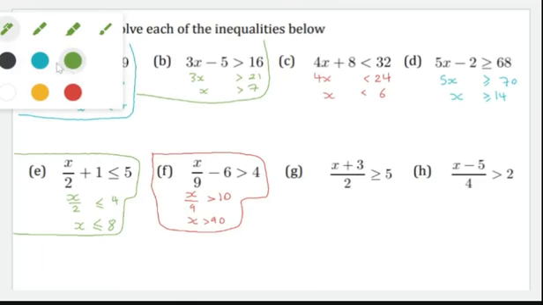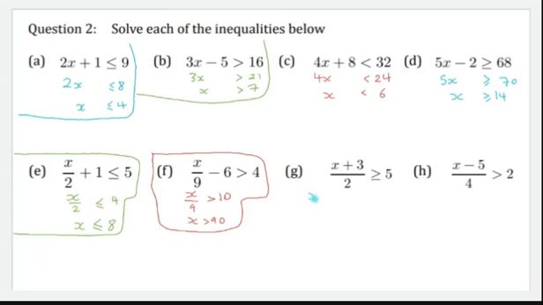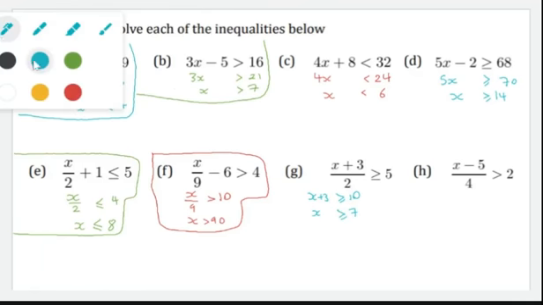Times 2 on both sides. So that's x plus 3 is greater than or equal to 10. Then minus 3 on both sides. So x is greater than or equal to 7. Nice, on fire.